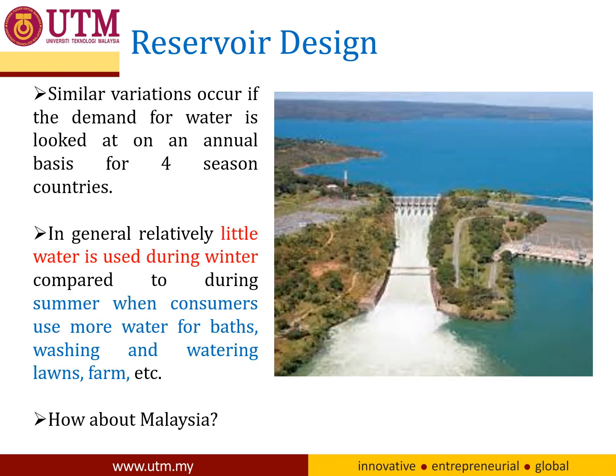Okay, for four seasons countries, negara yang 4 musim, the demand is more different. In general, relatively little water is used during winter compared to summer. So this is in four season countries. So how about Malaysia? Malaysia macam mana? So this is what we call demand and supply.